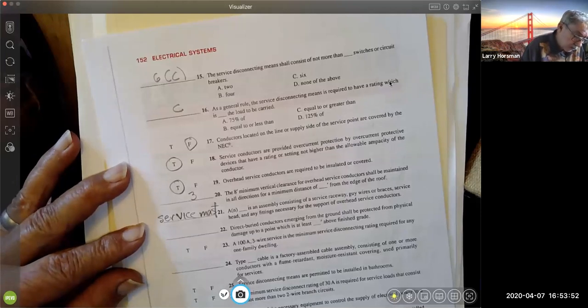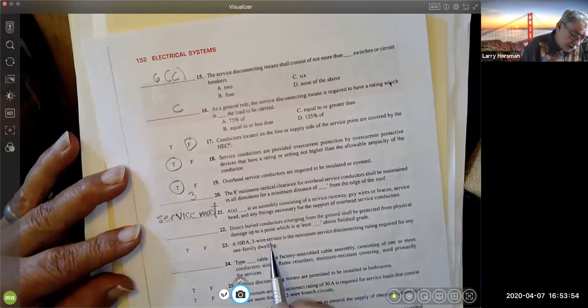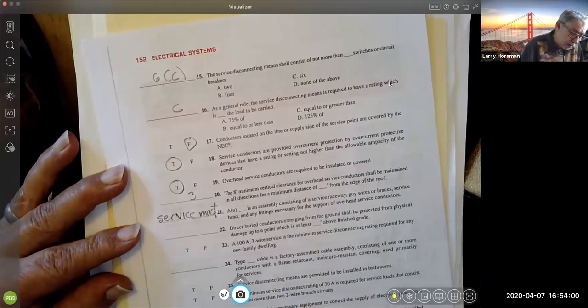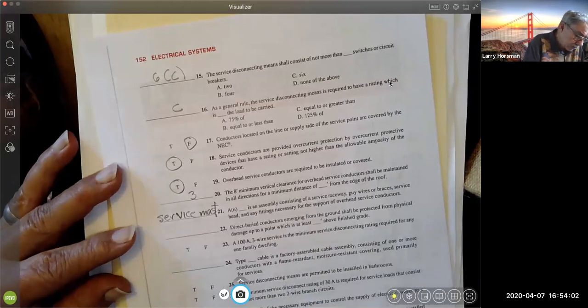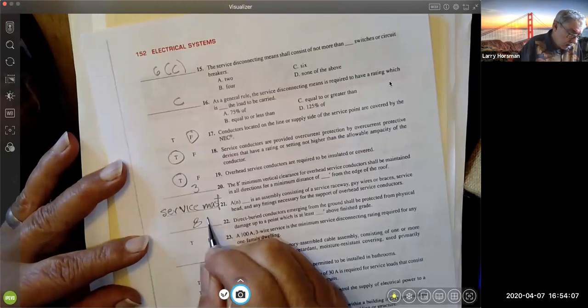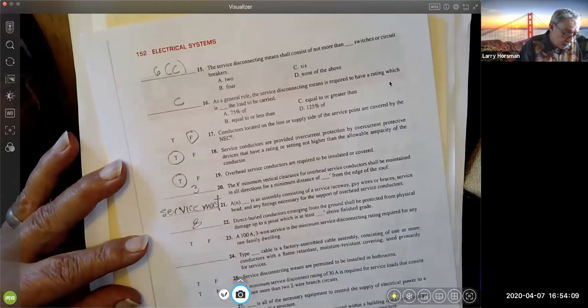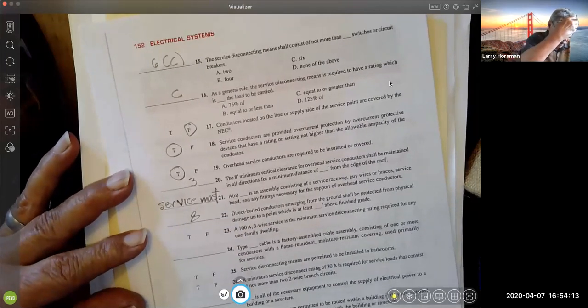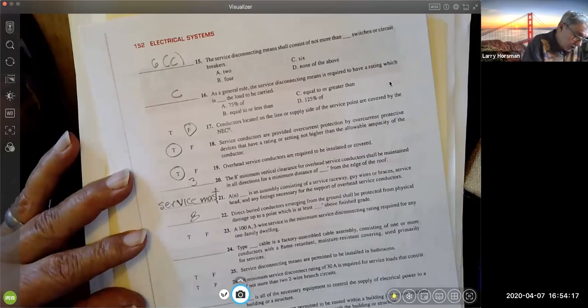22, direct buried conductors emerging from the ground shall be protected from physical damage up to a point which is at least 8 feet above finished grade. 23, 100 amp, 3-wire service is the minimum service disconnecting rating required for any one family dwelling. That's true.